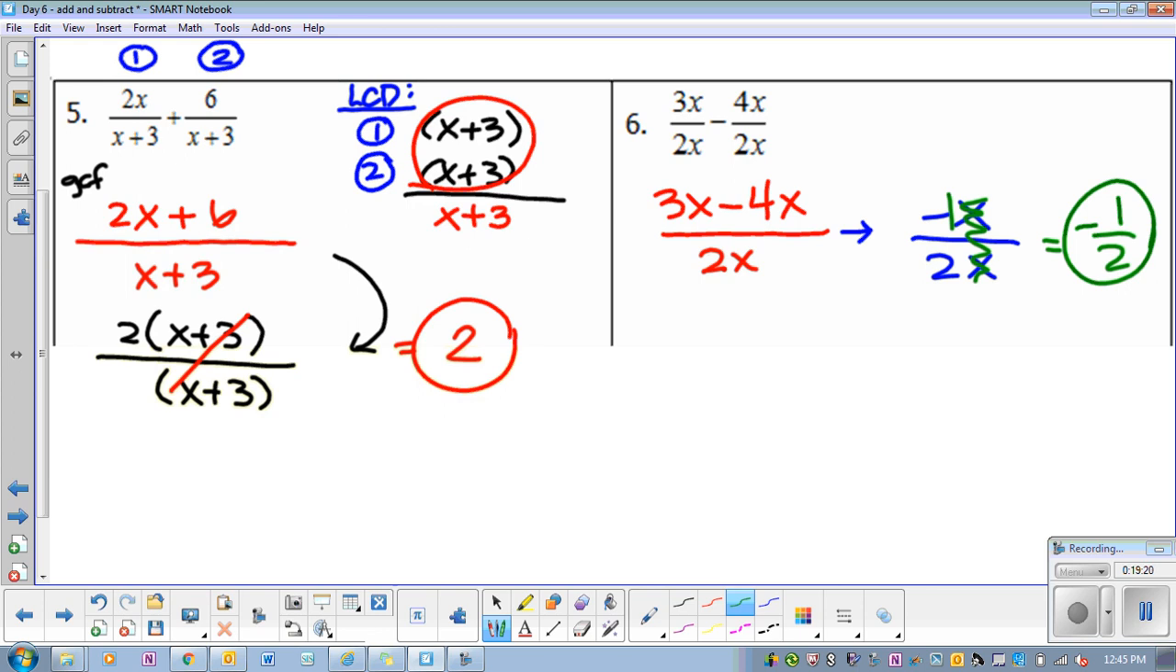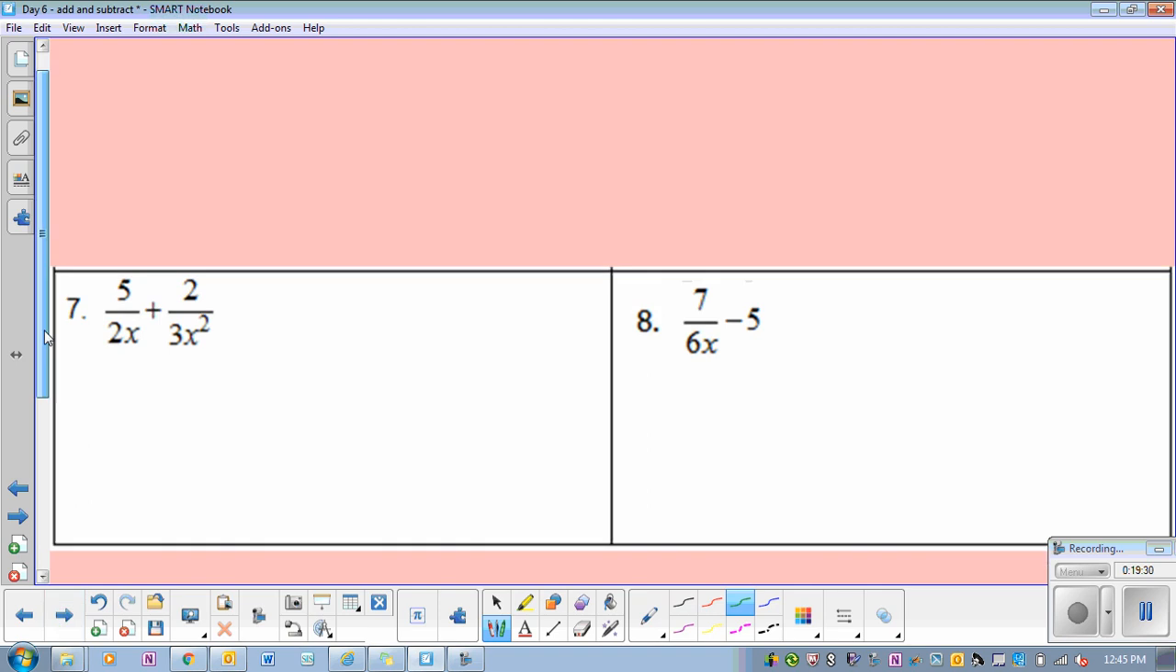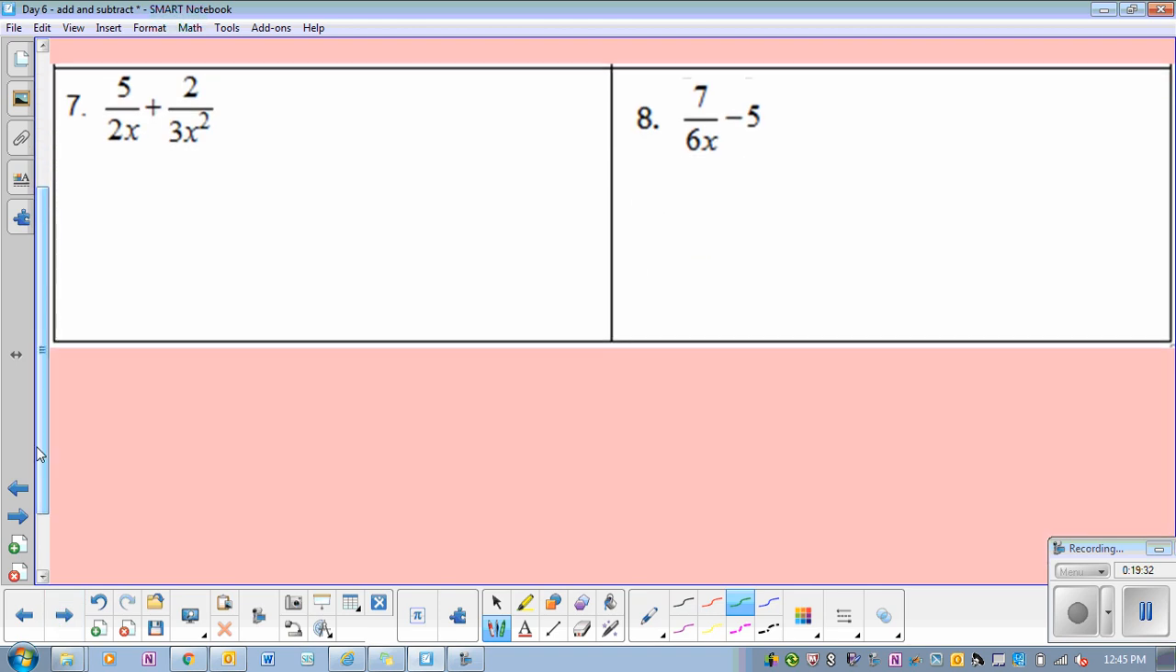Any questions? No, you shouldn't on these. These two are easy. They gave you the denominator. All right, so let's look at number 7.